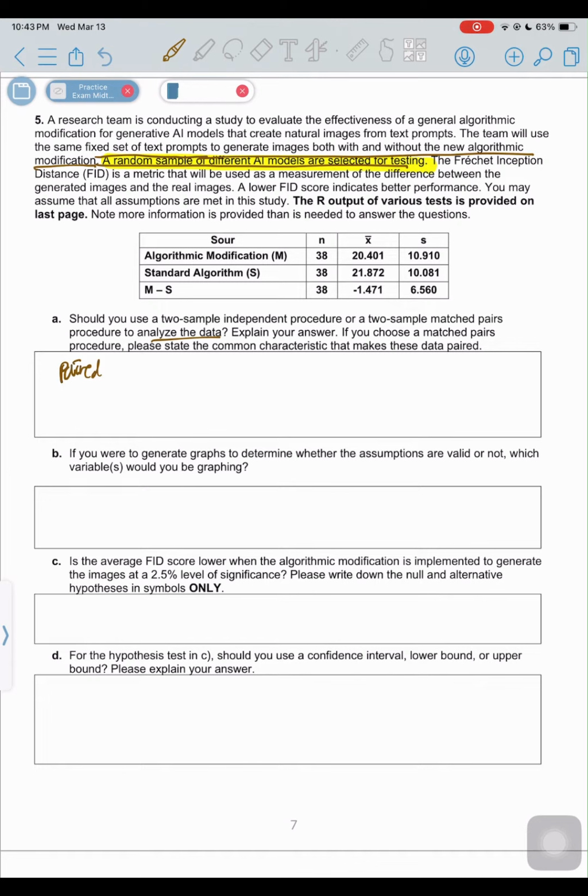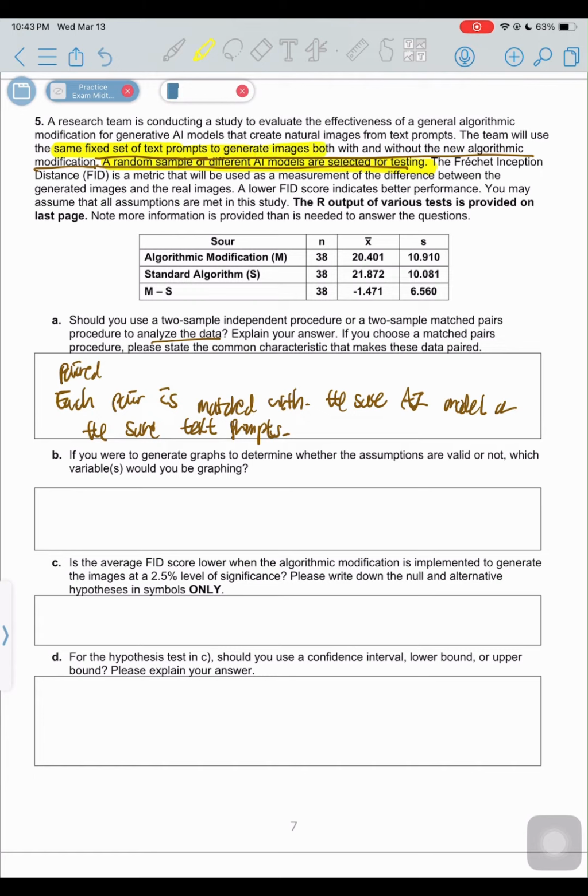is matched with the same AI model or the same text prompts. Yeah, and that's set in the same fixed set of text prompts to generate AI images. That's why. So that's not the right highlighted one. This is this part: same fixed set of text prompts and the same AI model. That's why.